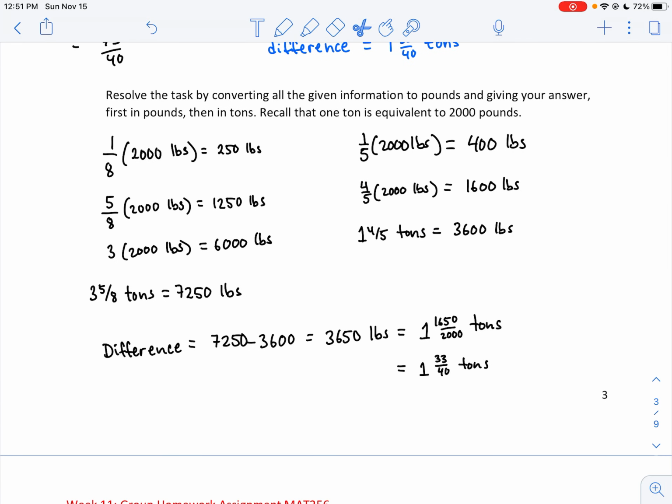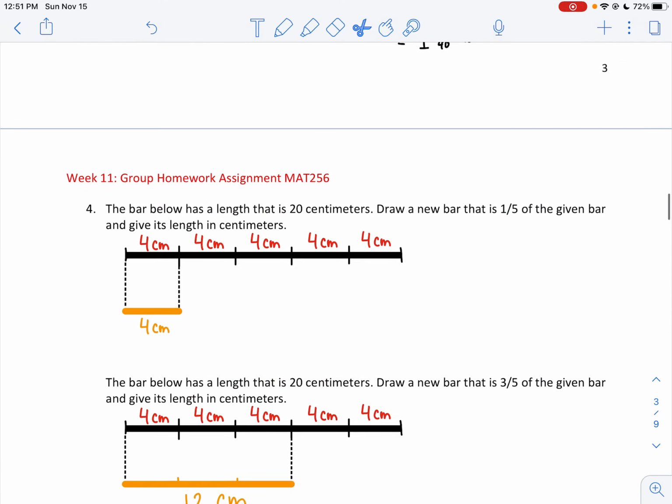Here you can pause the video and look at my figures here. I just converted everything to pounds and compared them, and then converted that comparison back to tons. I'm not going to go over the details of that.